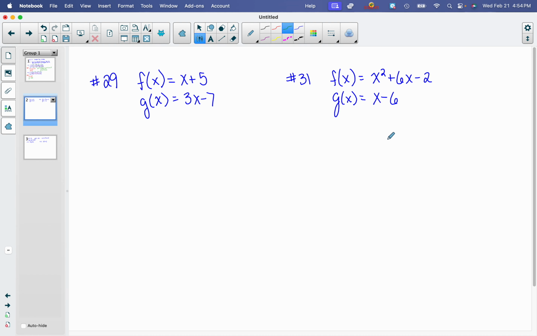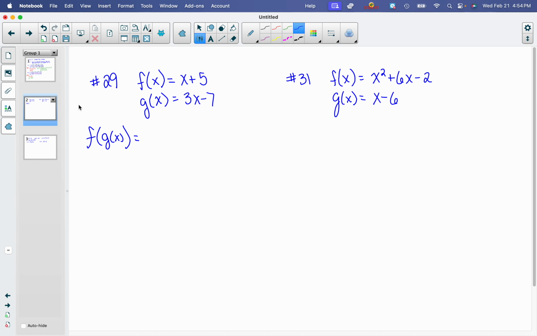All right, problem 29. Oops, I didn't write down the directions. It says to find f of g of x and g of f of x if they exist. State the domain and range for each composed function. So we're going to find, and I'm going to write it in this notation, f of g of x.